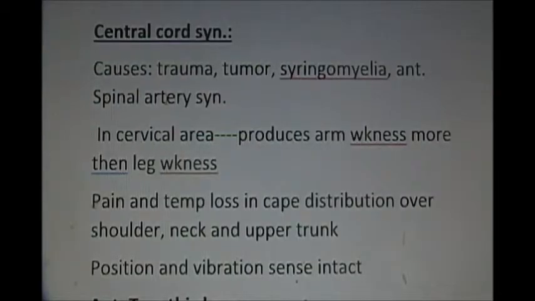The central cord syndrome. The causes of central cord syndrome are trauma, tumor, syringomyelia and anterior spinal artery syndrome, because the anterior spinal artery supplies anterior 2/3 of the front of the spinal cord. The posterior 1/3 is supplied by the right and left posterior spinal arteries. If the cervical area is involved, it produces arm weakness more than the leg weakness, and there is pain and temperature loss in cape distribution over shoulder, neck and upper trunk. The position and vibration sense are intact, so posterior column is not involved in central cord syndrome.